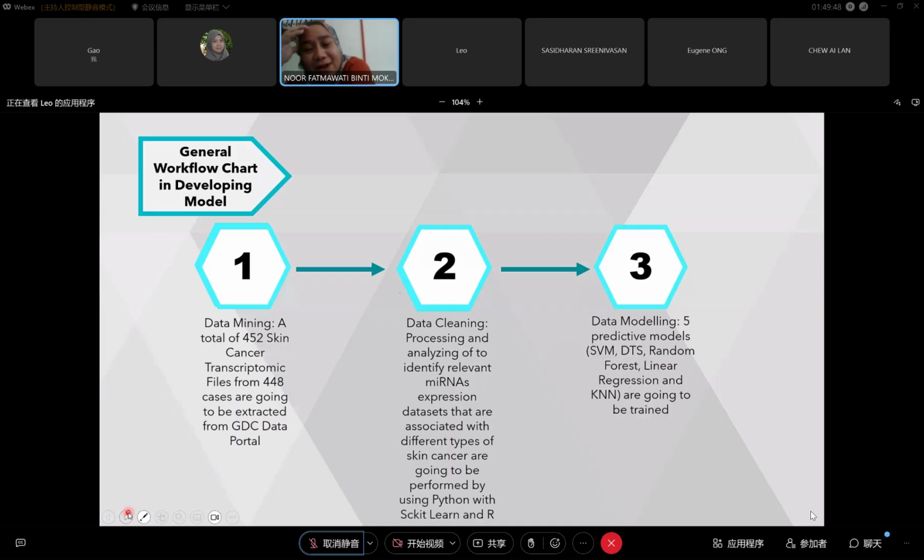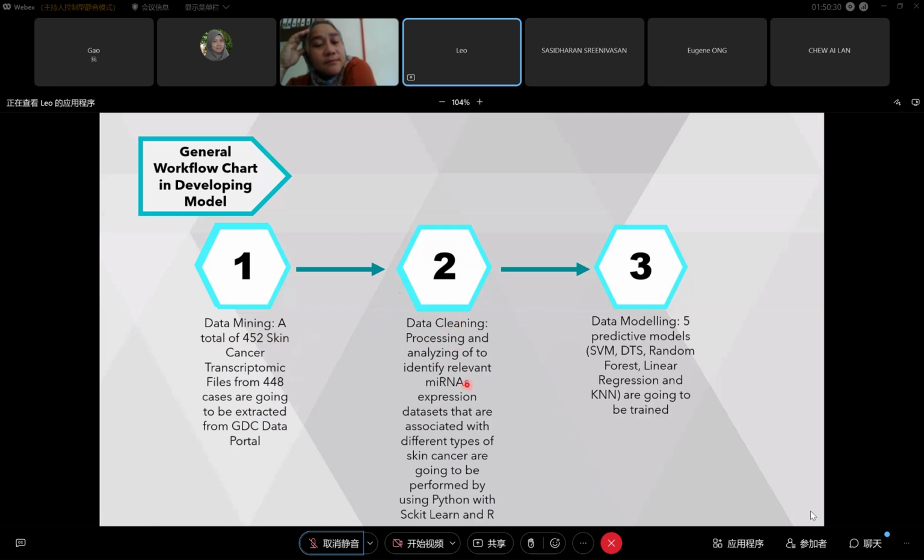What you mean is that early diagnosis is to determine whether the patients have cancer or not. Is that what you're trying to address? Okay. So my next question, when you put this 452 skin cancer from 458 cases, you already identified which data you want to use from the public database? Yeah, this is already filtered. So you have already started. Yeah, I already got the data, but I'm still yet to proceed to number 2, doing data cleaning.